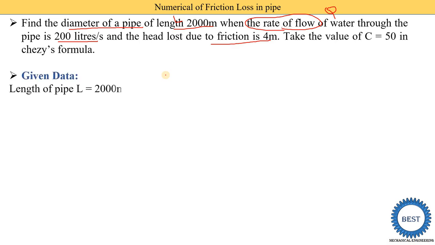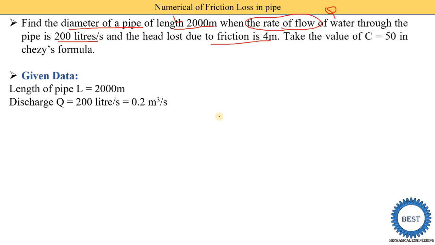So we write down the given data. First, length of pipe L is given, it is 2000 meter. Discharge Q is equal to 200 liter per second. So we need to convert it into meter cube per second.